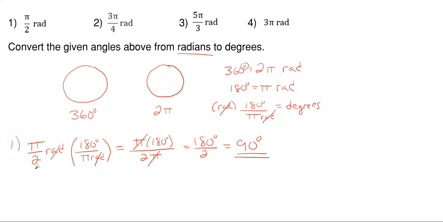So whenever you see pi over 2 in radian form, it is just 90 degrees. It is a right angle.